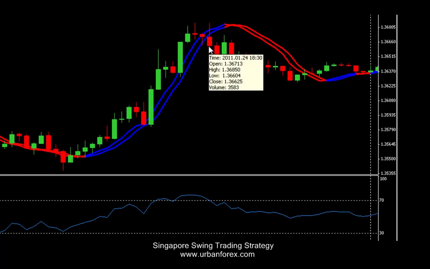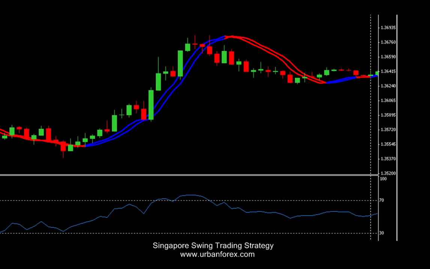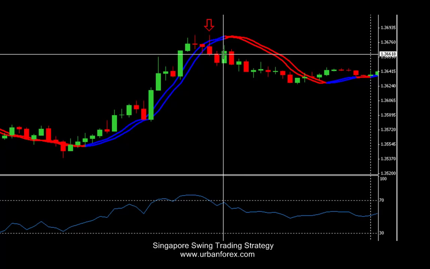And you can see at this point, at this candle here, let me draw an arrow for you so it's easier to see. There we go. That was the first candle that closed outside of the MAs, and also if you look down here, our RSI also started going below 70, which is exactly what we wanted. The opening of the next candle, we would enter a short.